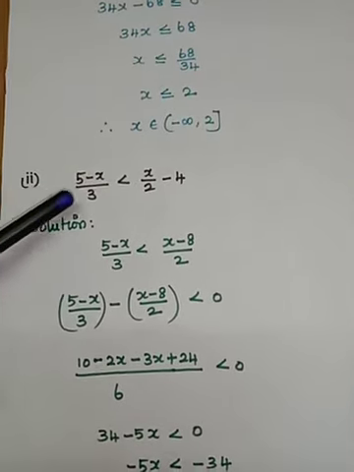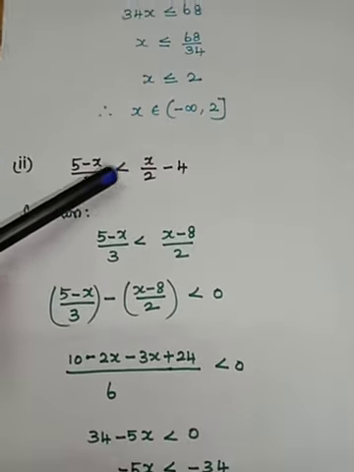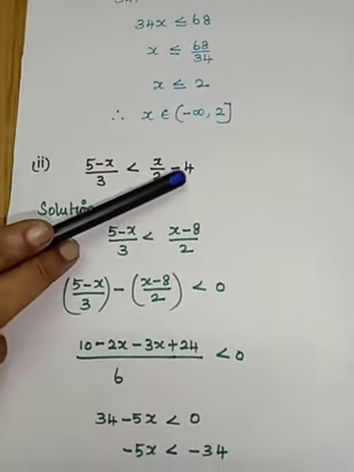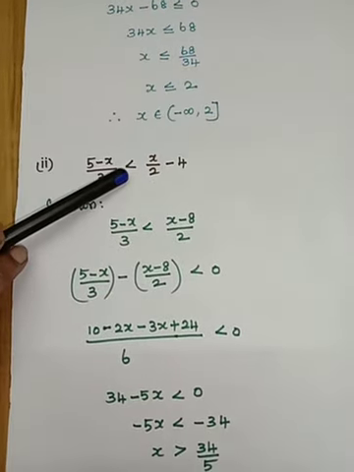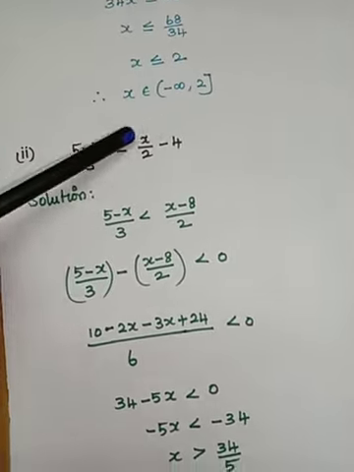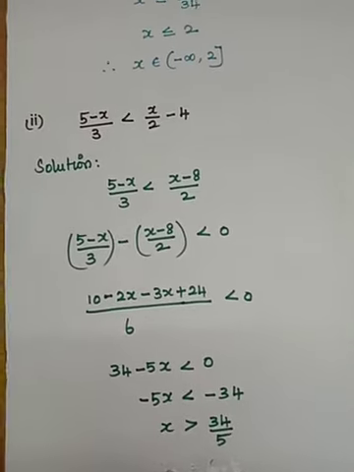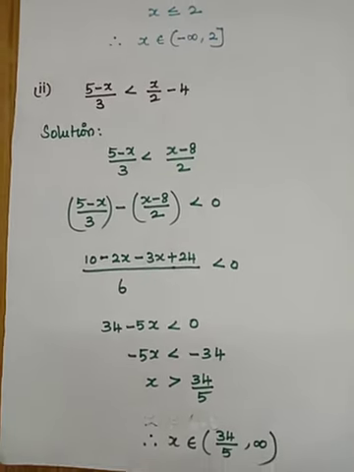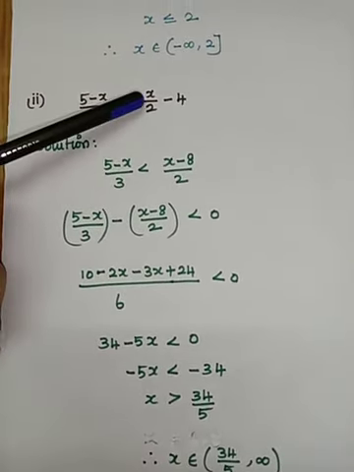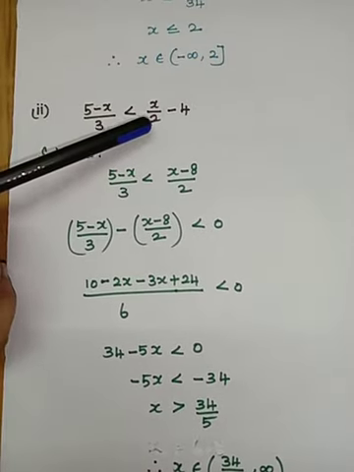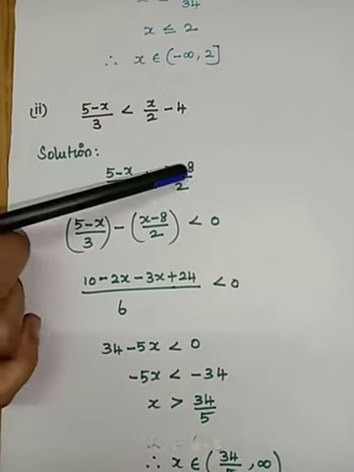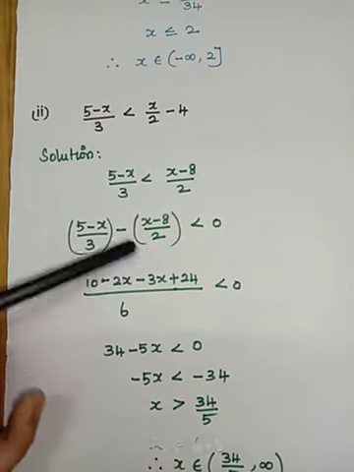Come to the second subdivision. 5 minus x by 3 is less than x by 2 minus 4. Here an inequality is used, so you have to bring this term to the other side. Before bringing that, I have taken LCM. What is the LCM here? 2. So it is x minus 8 by 2. Now bring this term to the other side.